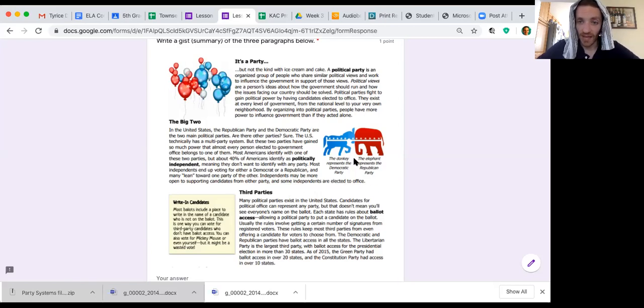This caption up here: the donkey represents the Democratic Party, the elephant represents the Republican Party. Don't ask me why they chose those two, I don't know.